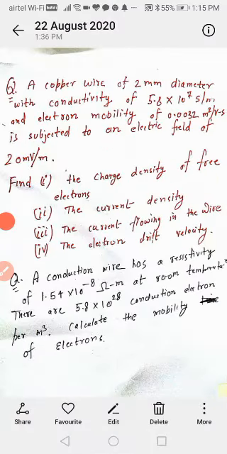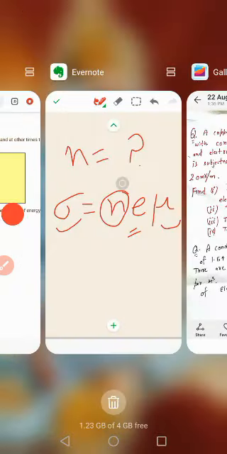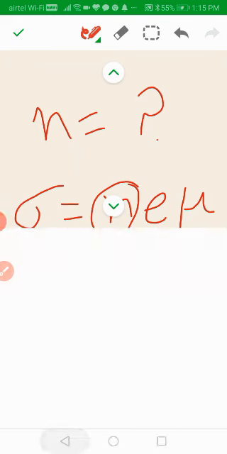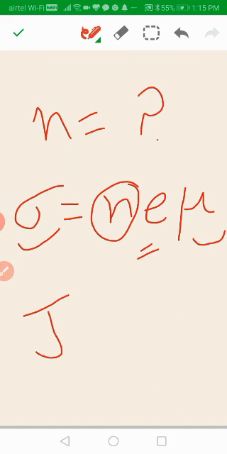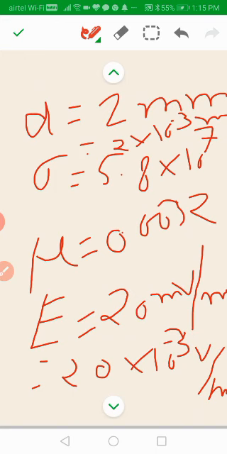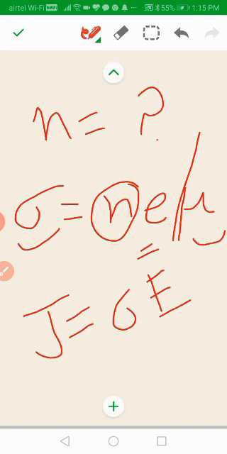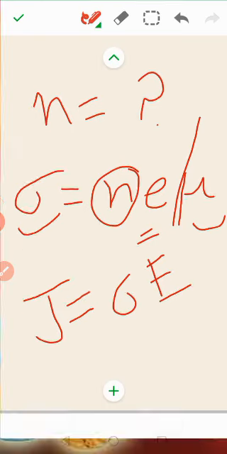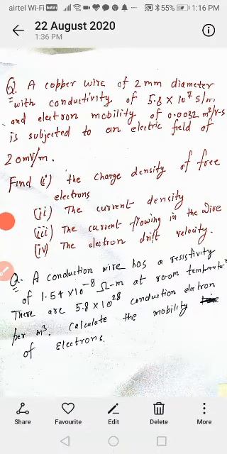The second thing is the current density. Current density we can calculate very easily: J equals sigma E. Sigma, the conductivity, we know, and E is given. What is the field value? It is given as 20 millivolts per meter. The value of the electric field is given, and we can calculate J. The next thing is the current flowing in the wire.